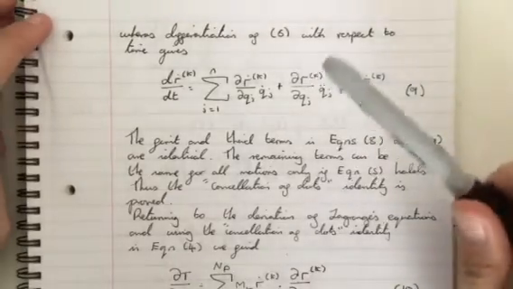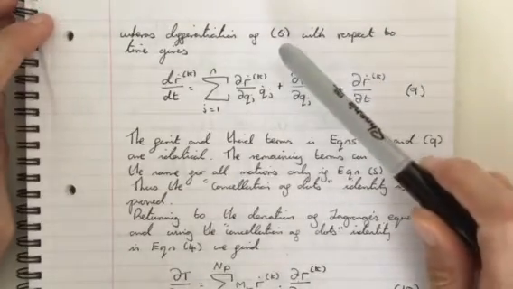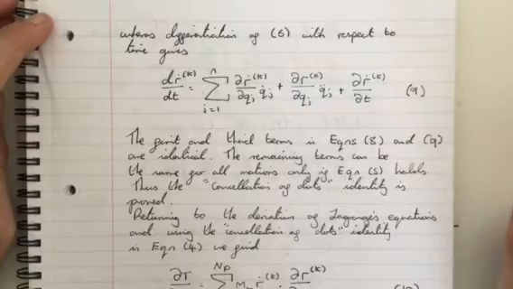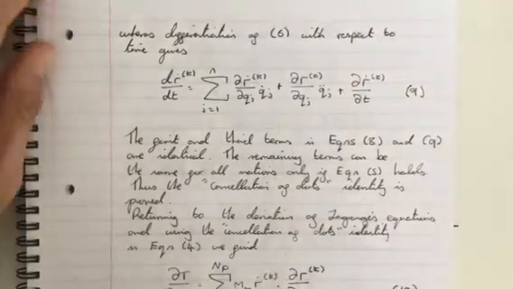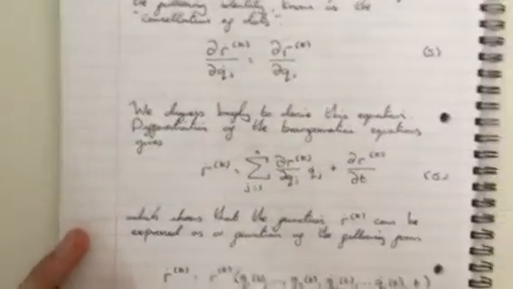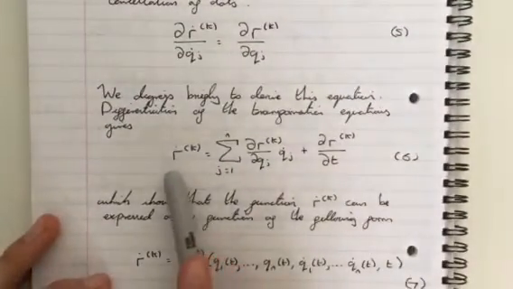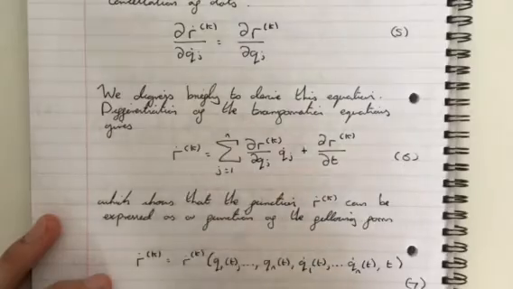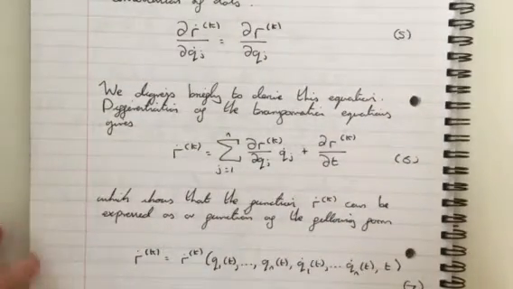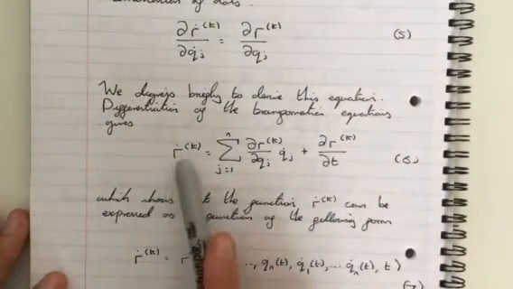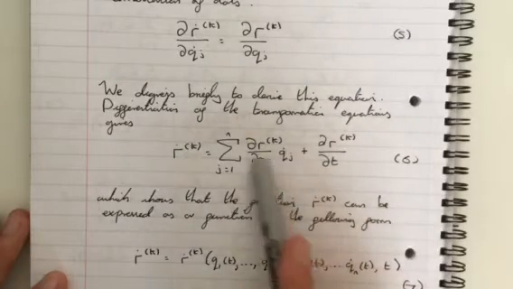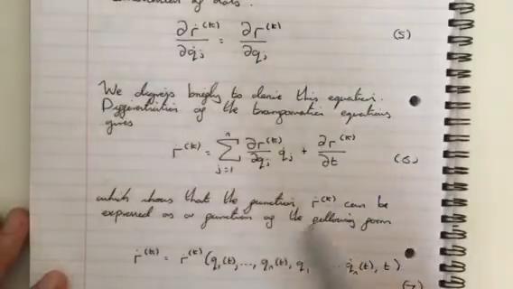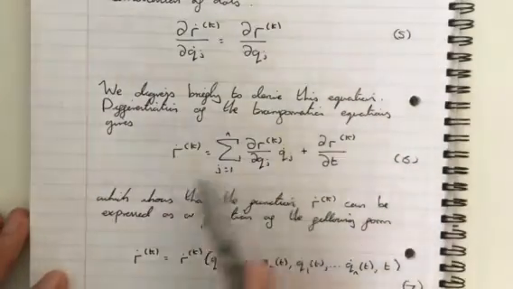Okay, so differentiation of equation 6 with respect to time. Here's equation 6. This is just a different way of writing r dot k. We had r dot k in the form of the transformation equations. Here we have r dot k in terms of partial derivatives. So doing exactly the same thing we did with the transformation equations, we differentiate equation 6.